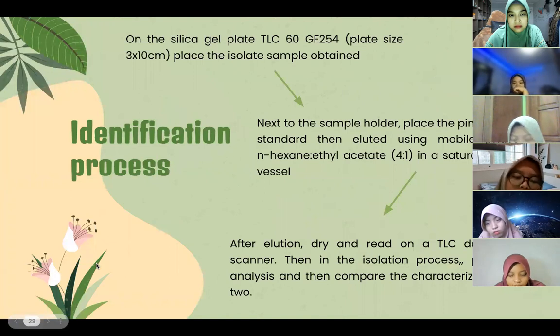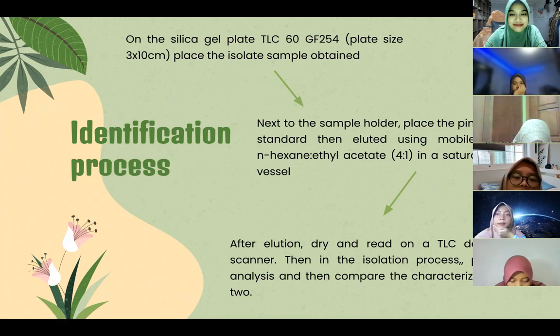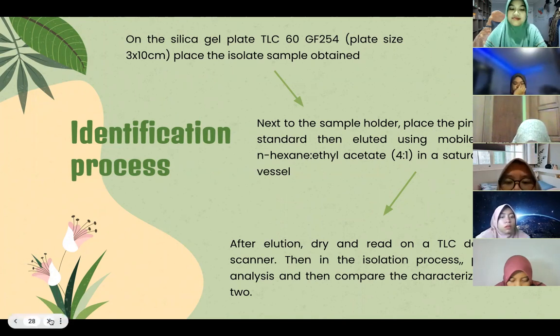Okay, for the identification process, first on the silica gel plate TLC 60 GF 254, plate size multiple of 10 centimeters, place the isolate sample obtained. Then next to the sample, place the pinostrobin standard, then elute it using mobile phase n-hexane ethyl acetate 4:1 ratio in a saturated TLC vessel. After elution, dry and read on a TLC densitometer scanner. Then in the isolation process, perform an analysis and then compare the characterization of the two.